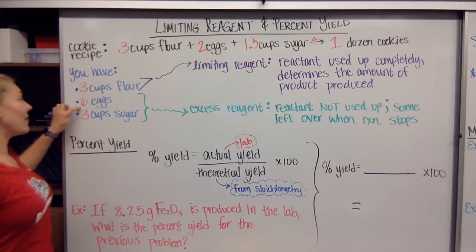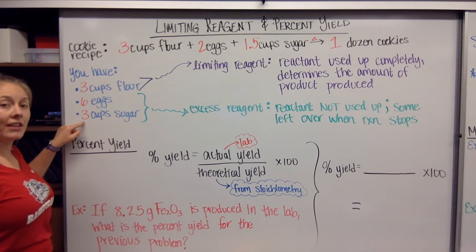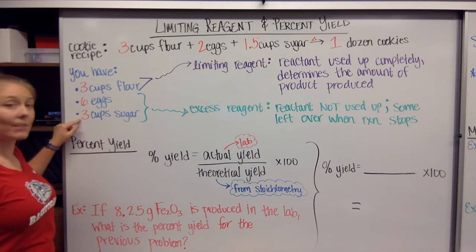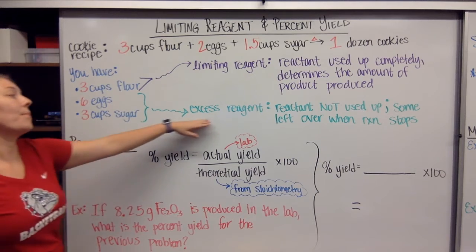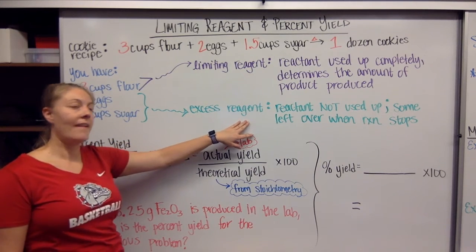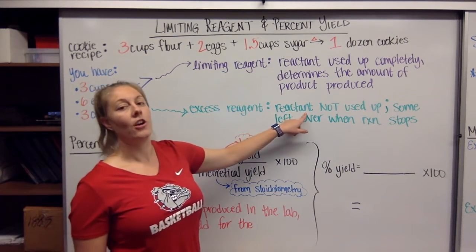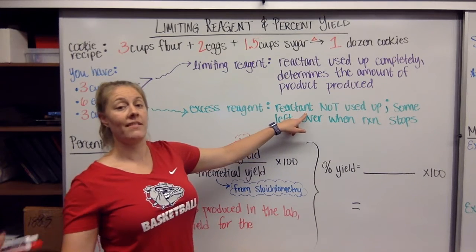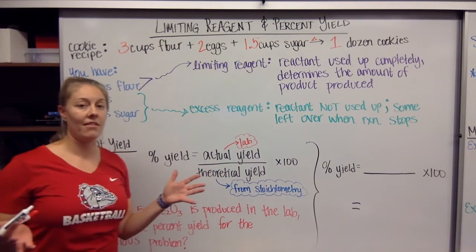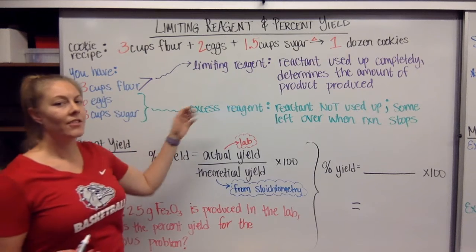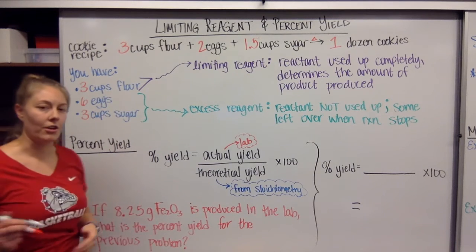Here, we've got plenty of eggs, we've got plenty of sugar. In fact, triple the amount of eggs we need and double the amount of sugar we need. These are both then excess reagents. They are the reactants that are not used up. There's going to be some left over when the reaction stops. When the flour runs out, there's going to still be eggs and sugar left over.